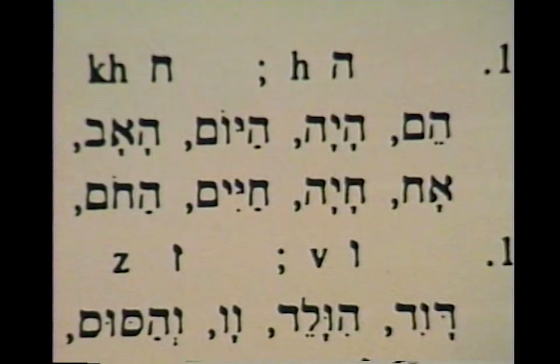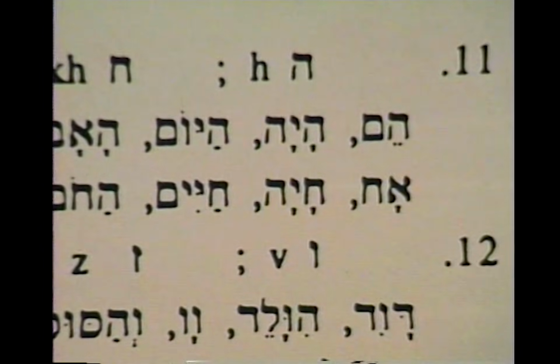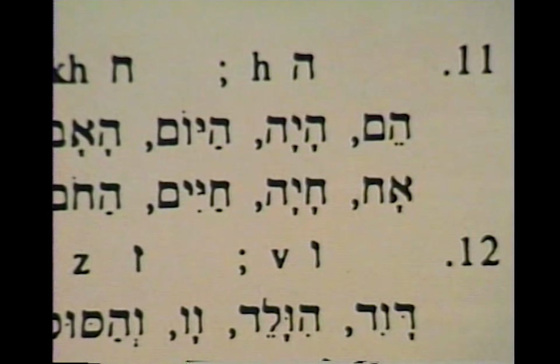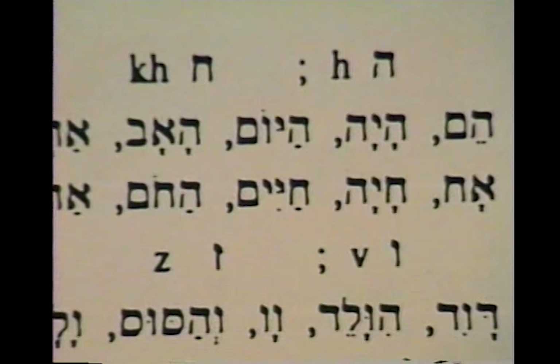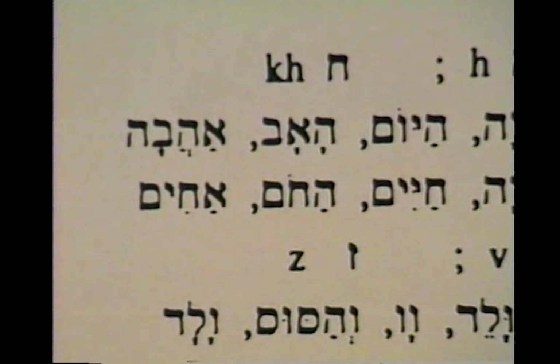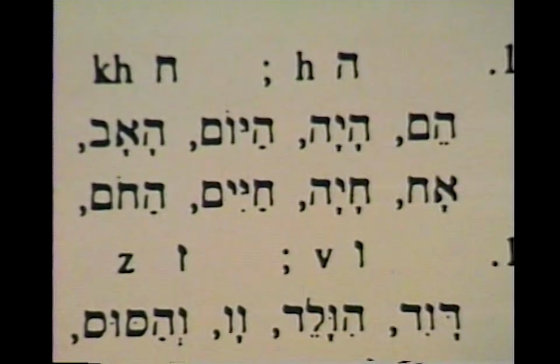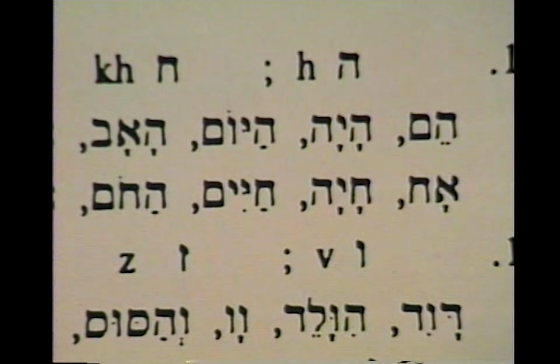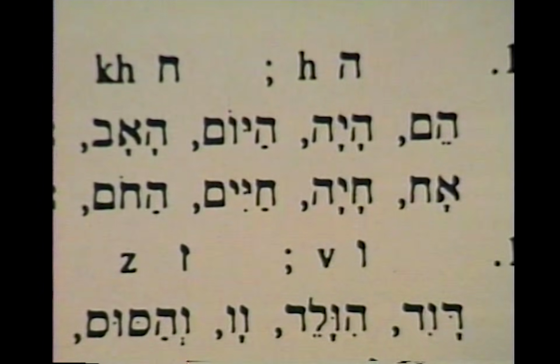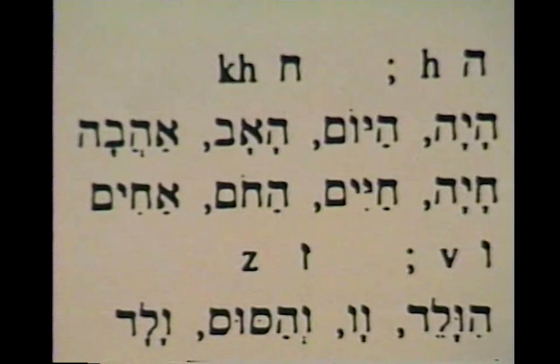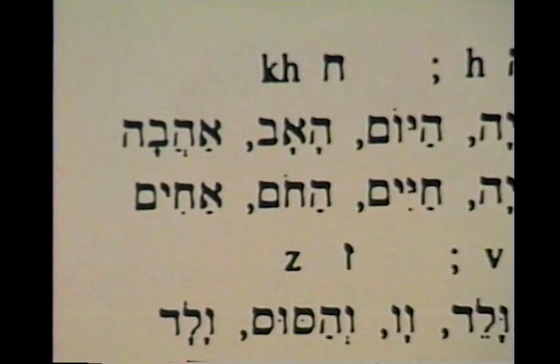All right, number 11. Hem, Hayah, Hayom, Ha'av, Ahava. Next line. Ach, Chaya, Chayim, maybe Chayim, Hakom, Achim.